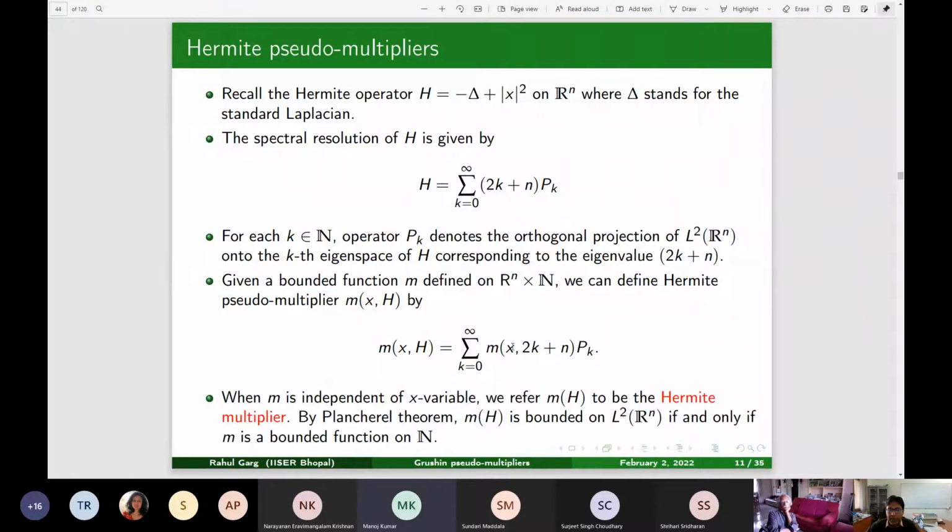Now, if you take M to be independent of x, one calls it a Hermite multiplier, greatly studied in the literature. And once again, using the spectral theorem or Plancherel theorem, M(H) is bounded if and only if M is in L infinity. So one can write down parallel examples from the Euclidean case, and one can show here also that merely knowing that the symbol is in L infinity will be insufficient to say that your pseudo-multiplier is L2 bounded. So L2 boundedness remains tricky.